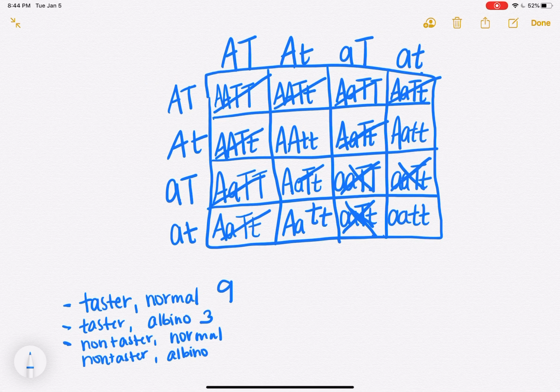The next one, non-taster normal, means it has to have two little t's and at least 1 big A. So I'm going to circle these. Okay. 2 little t's and at least 1 big A. And so there were 3. And then the last one, non-taster albino, is going to have 2 little a's and 2 little t's. And I think it's just this last one here. So there's 1.